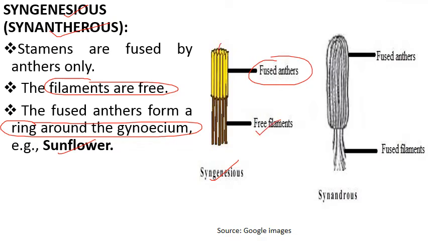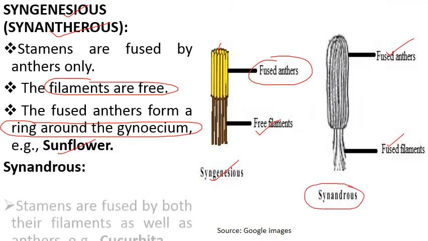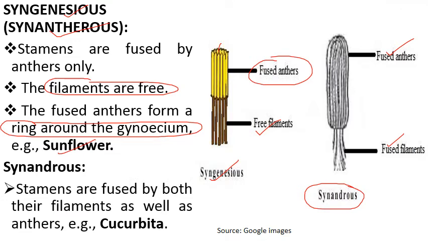around the gynoecium. While the second condition is synandrous condition. इसमें जो anthers हैं वो भी fused होते हैं और जो filaments हैं वो भी fused होते हैं. This condition is known as synandrous condition. Here stamens are fused by both their filaments as well as by their anthers. So इस तरह की condition को कहा जाता है synandrous condition, and it is found in case of cucurbita flower.